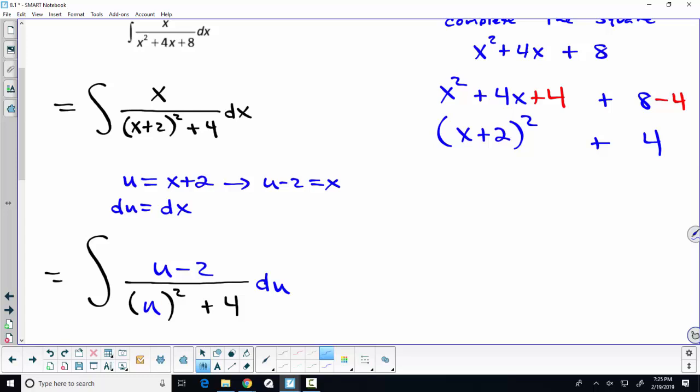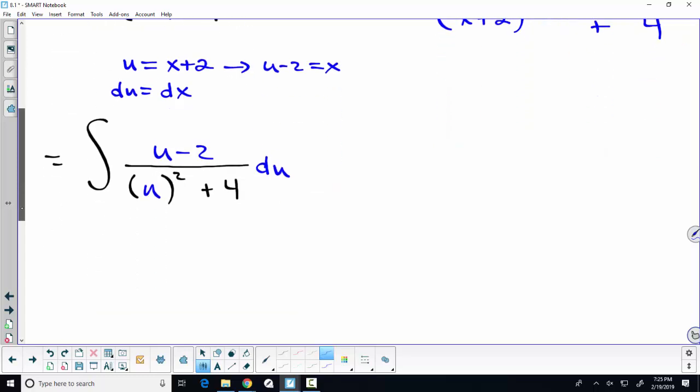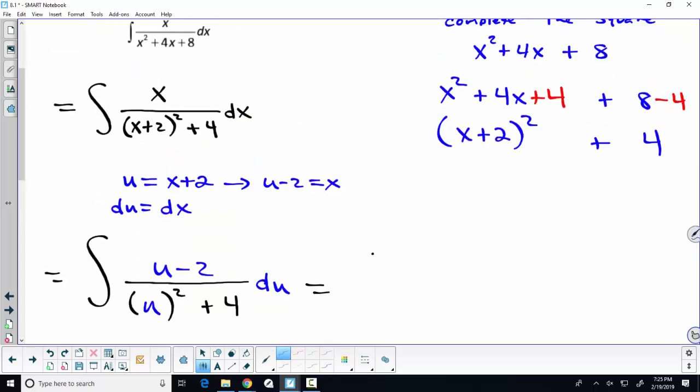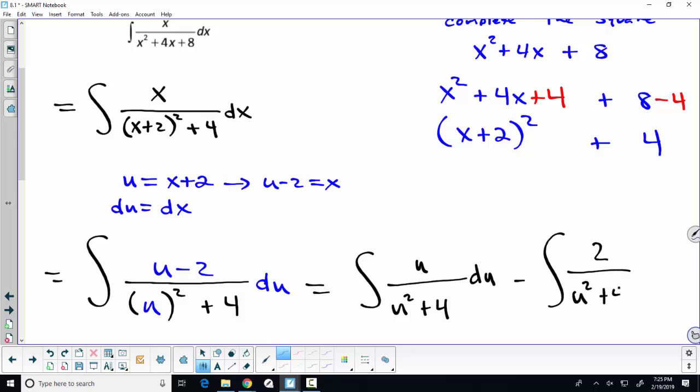So can you just split it up? Yeah, this one's actually better than the previous one because with the u's, we can split that up into two separate integrals. So that's going to be the antiderivative of u all over the denominator minus the antiderivative of 2 all over that denominator. So that second one you can handle. Wait, no, you can't handle it, though. Never mind.